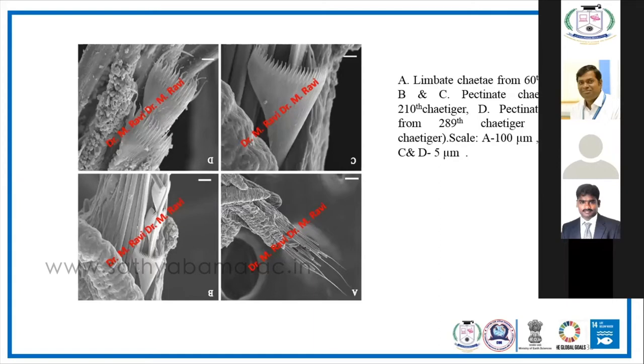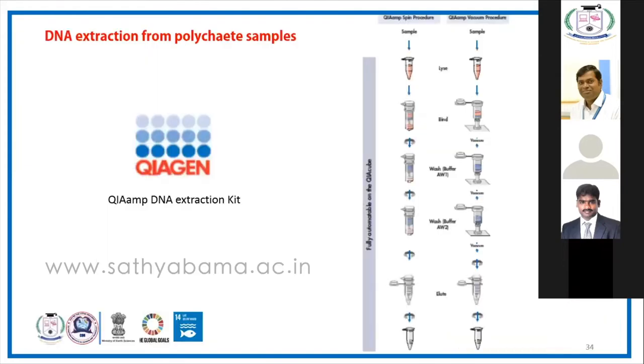So without this information, we cannot go for the molecular identification. If we do the molecular identification alone, we will get a result, but it won't help us for DNA barcoding. Then immediately the DNA will be collected and extracted with the Qiagen DNA extraction kit. They provide the exact protocol. We just follow the kit protocol and extract the DNA.